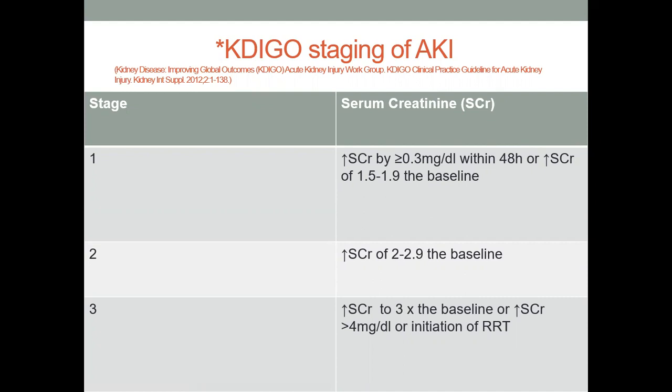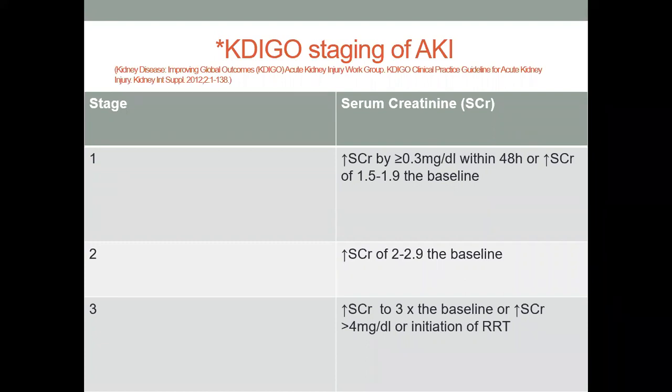So the KDIGO staging stages acute kidney injury into 3 stages: stage 1, stage 2, stage 3. Stage 1 is simpler because it just makes use of the serum creatinine levels only. So stage 1 is when there's an increase in serum creatinine level by more than 0.3 milligram per dL within 48 hours, or there's an increase in serum creatinine of between 1.5 to 1.9 times the baseline. That's stage 1.